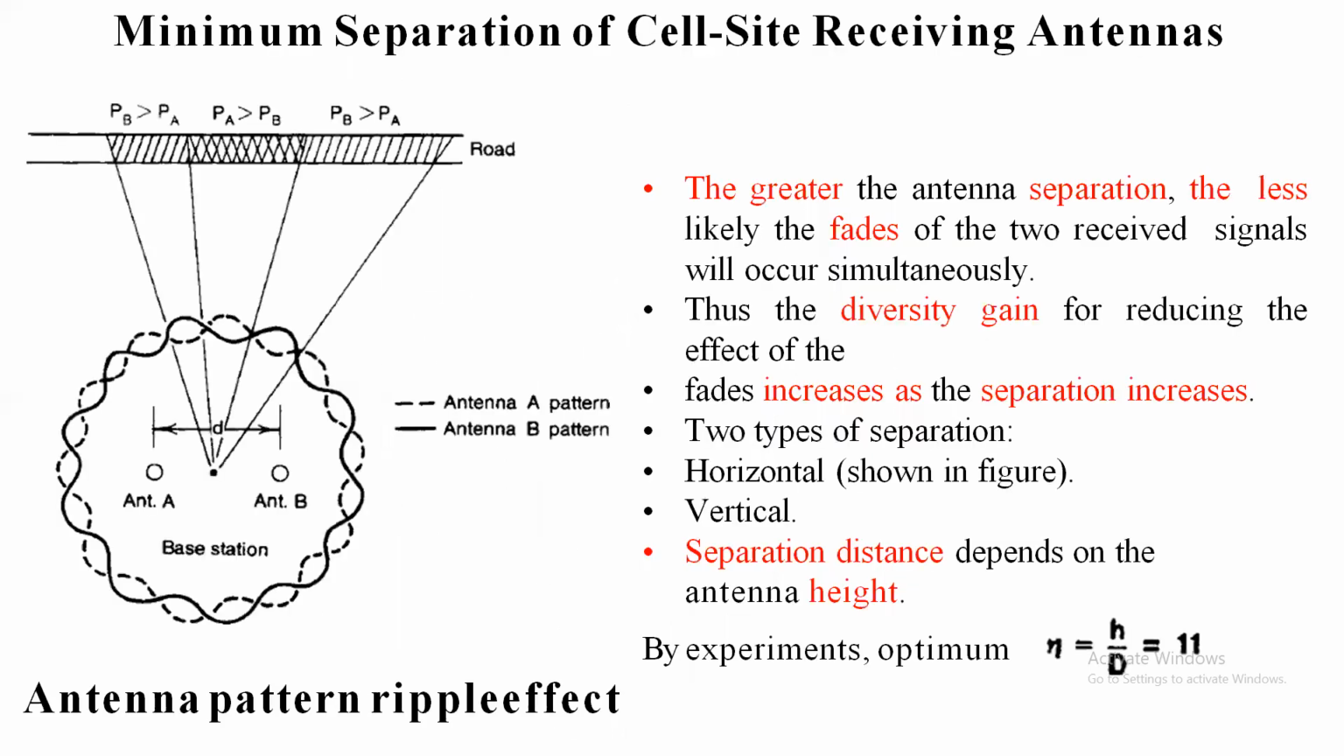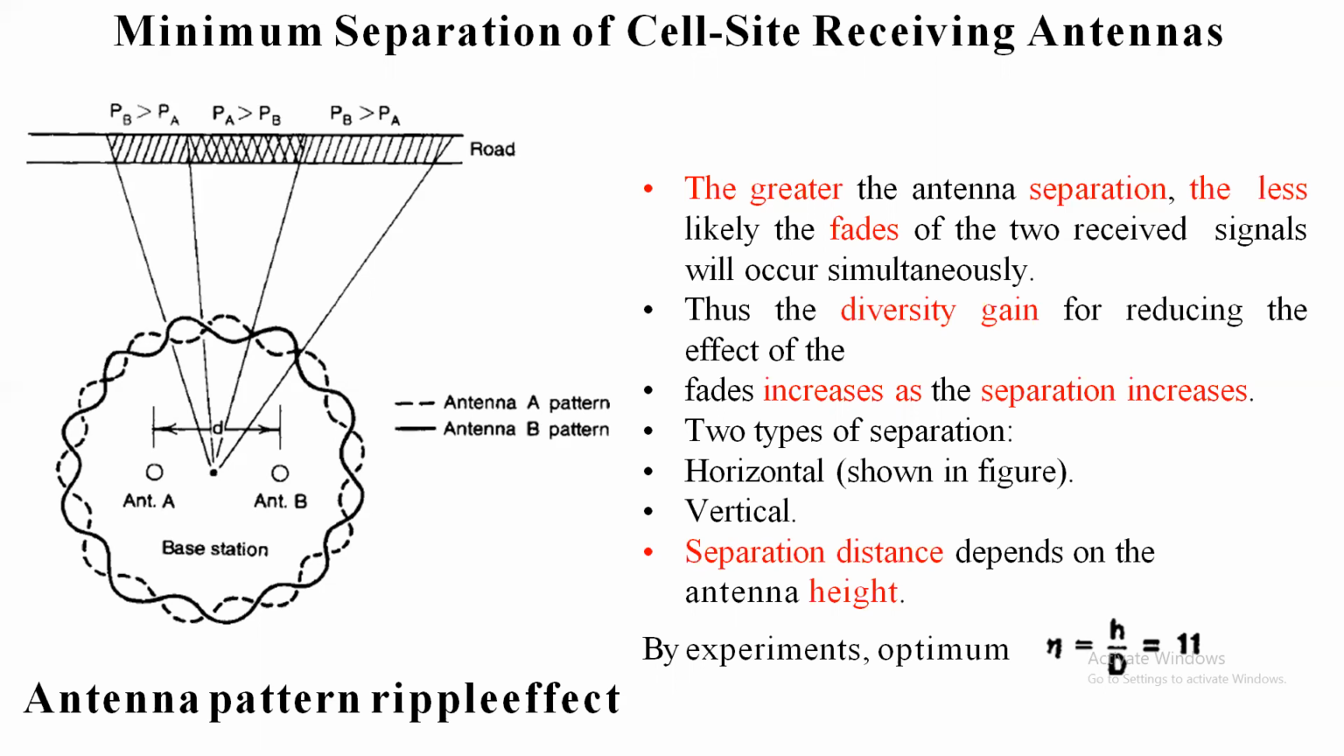And also the minimum separation of cell site receiving antennas. This means, as the name itself indicates, the separation between two antennas is an important factor for receiving the signals and also for transmitting the signals. It will decide the quality of the communication, right?